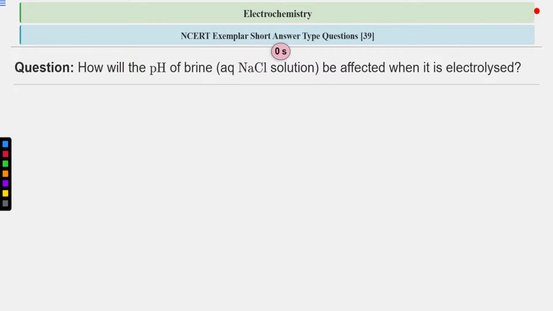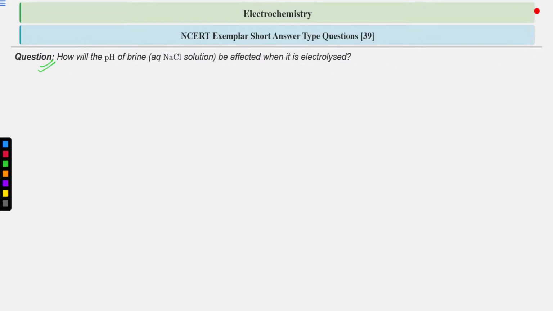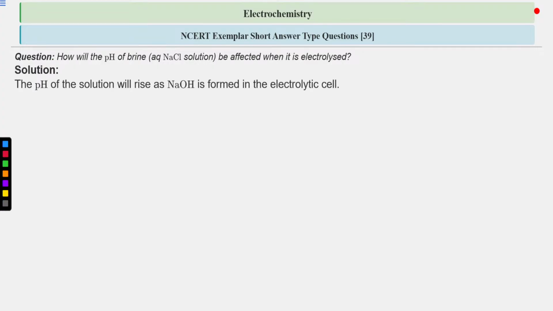Okay, let's see. For this given question, we will solve it as: the pH of the solution will rise. That means it will increase. Why? Because sodium hydroxide is formed in the electrolytic solution. When you do the electrolysis process in the brine solution, the product formed is sodium hydroxide, and due to that the pH of the solution will increase.